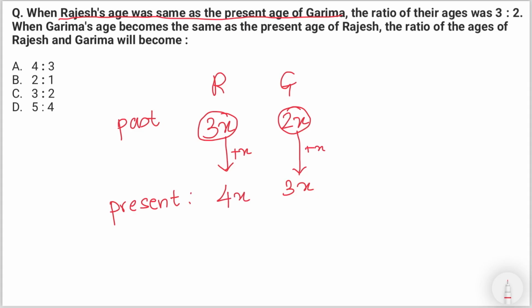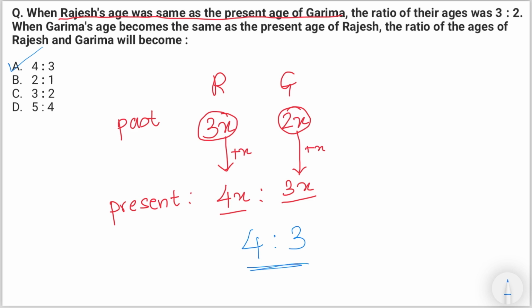The answer required is the ratio of their present ages. 4x is to 3x. The ratio which we want is 4 is to 3. And very clearly it is our A option. Very simple question. In fact, the simplest question of this lot. That's how we do it. The answer is 4 is to 3.